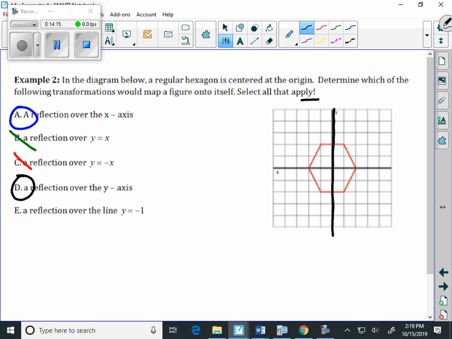And the last one here is a reflection over the line y equals -1. Again, if you get confused by those lines, type y equals -1 into Desmos, and you will get a picture that looks like this. But what we see is that if we fold our graph along that line, the top part of the figure will not land on the bottom part of the figure. So our only answers here in the select all that apply are A and D.